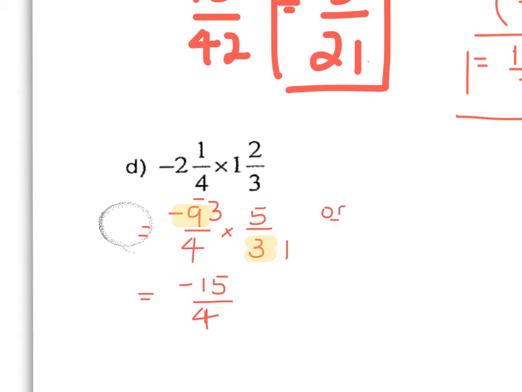Or what you could have done, if you liked, you could have left it without the multiplication, without canceling there, and we can reduce it afterwards. So in this case you would get negative 9 times 5, which is negative 45, and over 12. But again, what can we reduce out of both? We can divide out of 3, just like we divided out of 3 before. So this can be divided by 3, and this can be divided by 3. And we still get negative 15 over 4. Okay?